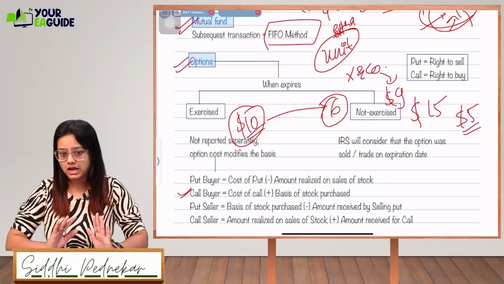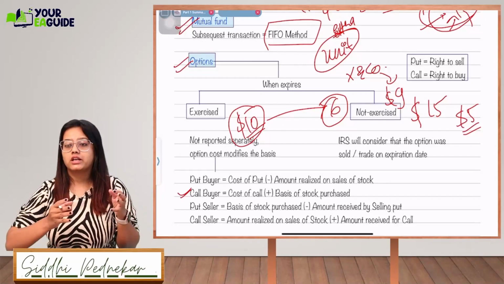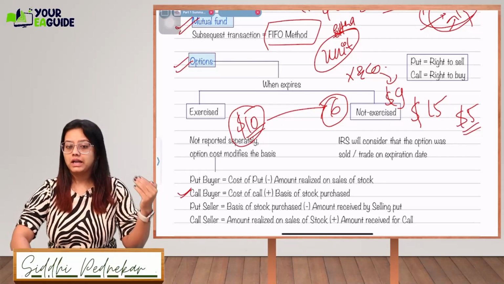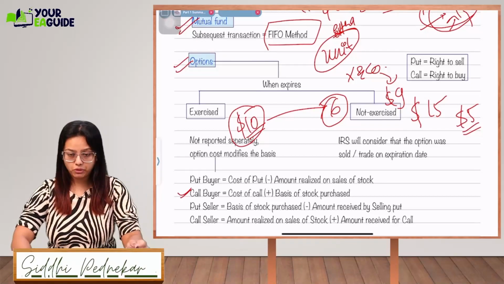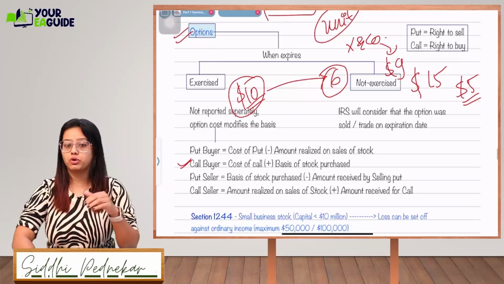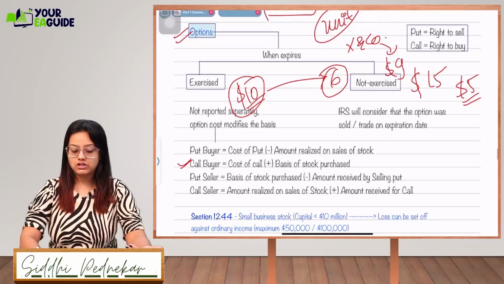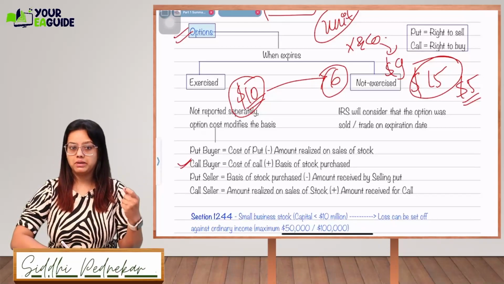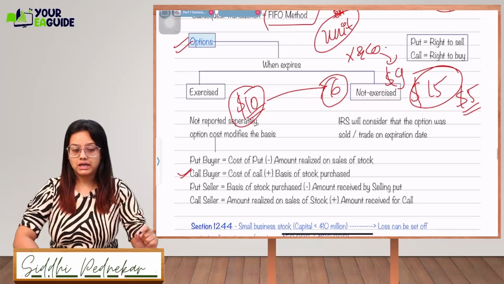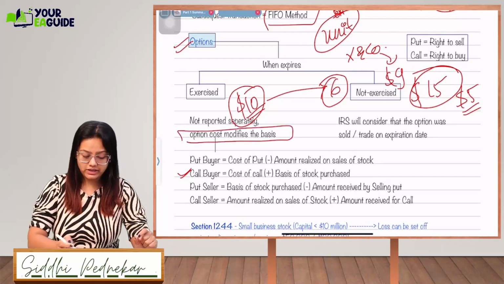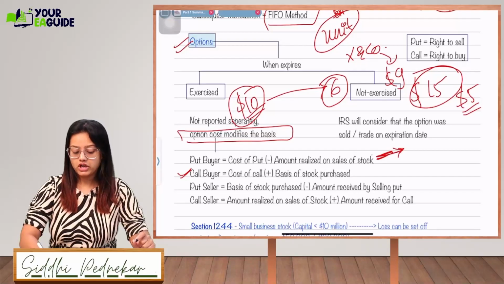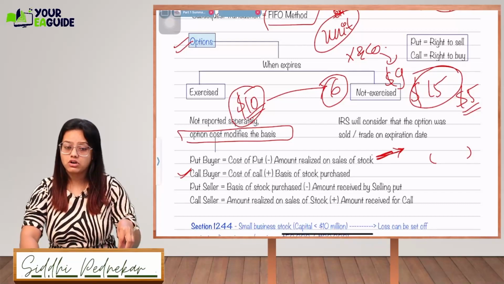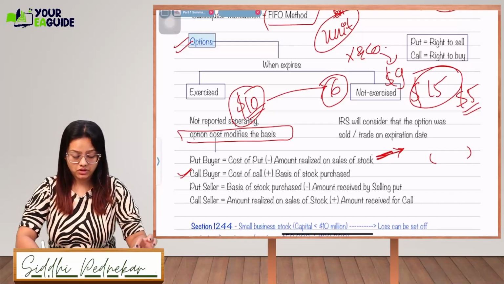This we have done very well in the class. I'm not going to waste time explaining it again in detail. Just remember this. If you are a put buyer, take the cost of the put, whatever you paid to buy that put, minus the amount realized on the sale of stock. Put means you are going to sell the stock in future, right? Let's say you are selling at $15. So the realized amount you are going to subtract, and take the cost of the put. You will not report it separately, but the option cost will modify the basis. So whenever the stock is sold, you have to reduce the cost basis, right? This is what we are understanding: what will be the cost basis of the shares which you are buying and selling. Okay, put buyer.